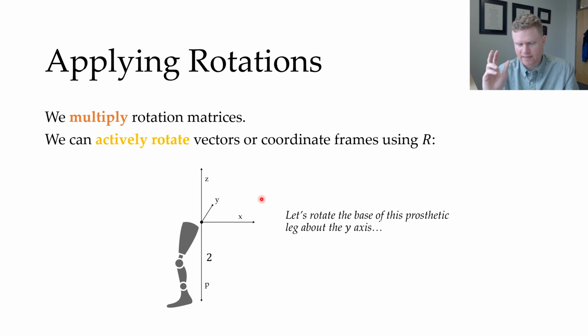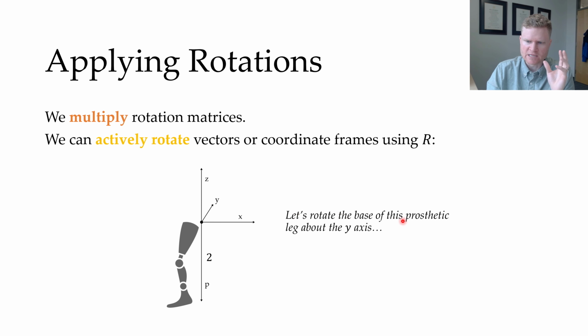Okay, so that's one way of thinking about the multiplication. We can also think about this multiplication in a more active sense, where we use these rotation matrices to actively rotate vectors or other coordinate frames. And I'll show you an example of this below.